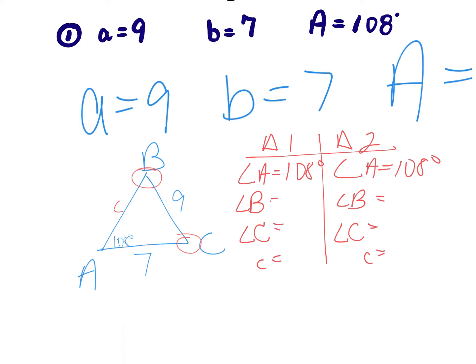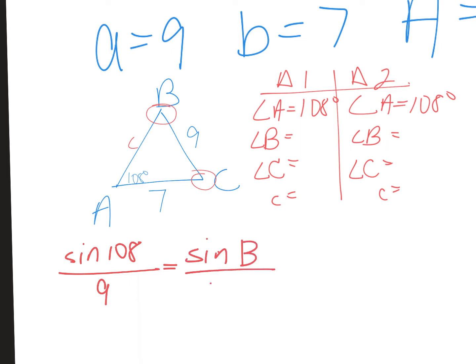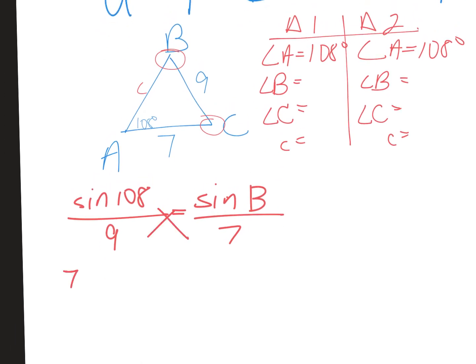All right, so how do I find angle B? And why am I solving for B first? Because I have a side, right? I don't have anything for C. So I'm going to go ahead and I'm going to use my law of sines because I have a proportion of a side length and its angle measure. And I'm going to say sine 108 over 9 equals sine B over 7. Okay, set that up. How do we solve this? Cross multiply. So 7 times the sine of 108 equals 9 times the sine of B, correct?